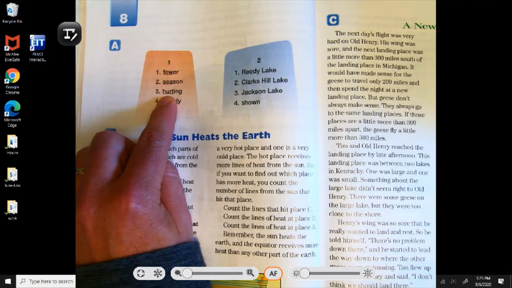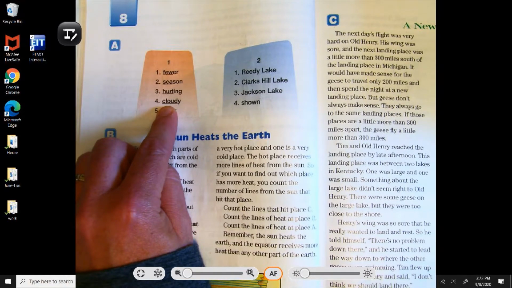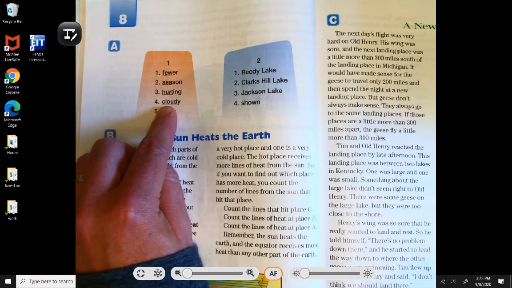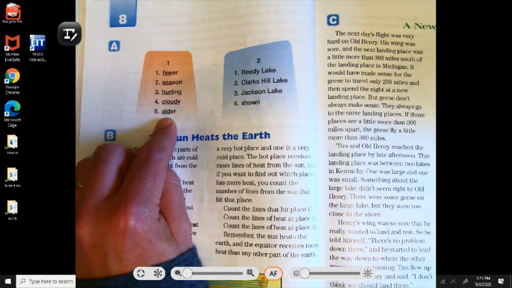What's the first syllable? Hurt. Whole word? Hurting. Word 4. What's the first syllable? Cloud. Whole word? Cloudy. Word 5. First syllable? Old. Whole word?